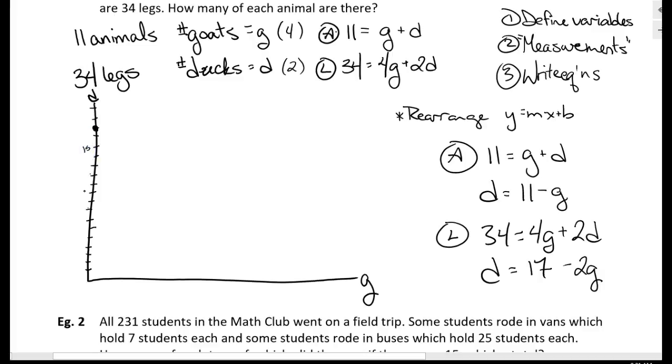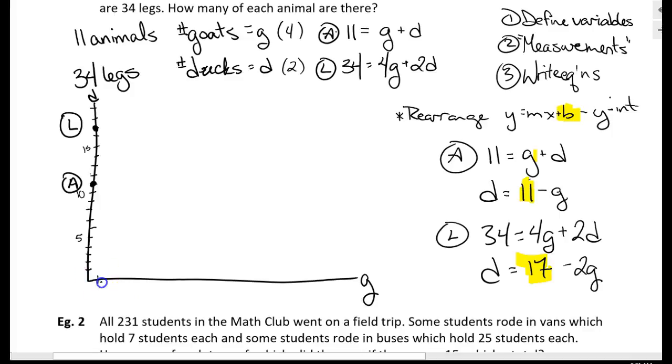Okay, and my other point intercept is going to be here. So this is for L and for A. And again, that's my b value here, and b is my y-intercept.